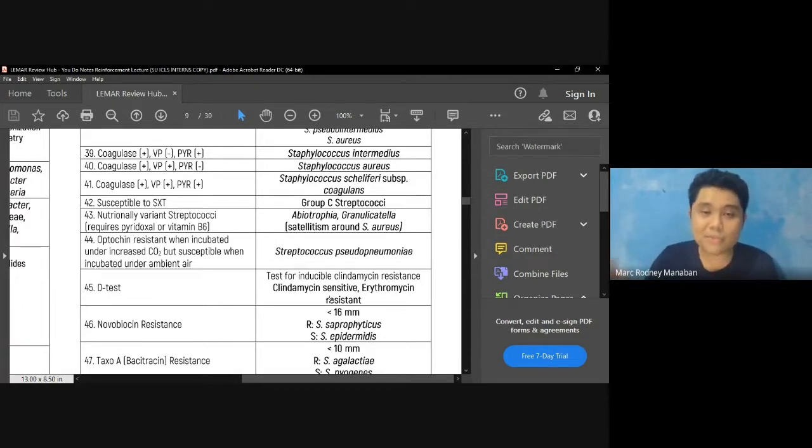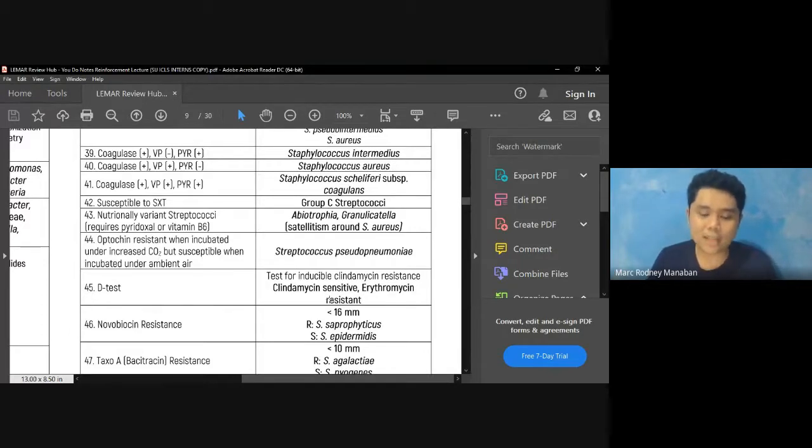So if the D-test shows flattening, the letter D shape, it means that there is a possibility that the organism can develop resistance to clindamycin in the presence of erythromycin. Therefore, if the D-test is positive with blunting or flattening, how should you report the result? You should report it as clindamycin resistant, erythromycin resistant. So both resistant to the antibiotics. But if your D-test is negative, meaning no flattening occurred, you report that as erythromycin resistant only, because no inducible clindamycin resistance occurred. Alright? Okay, so that's for your D-test.